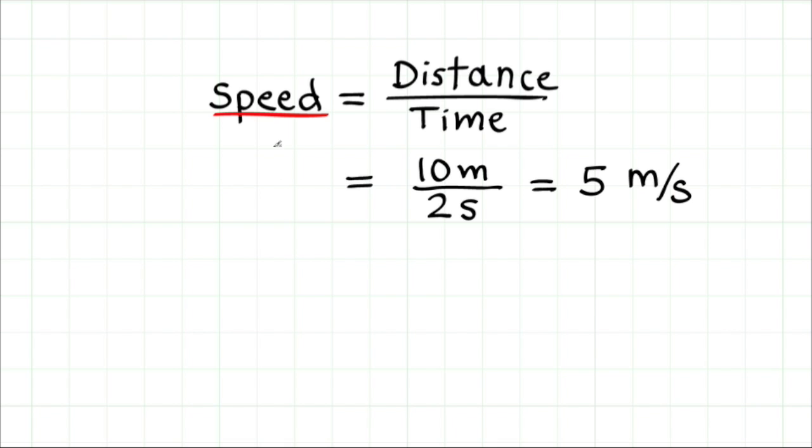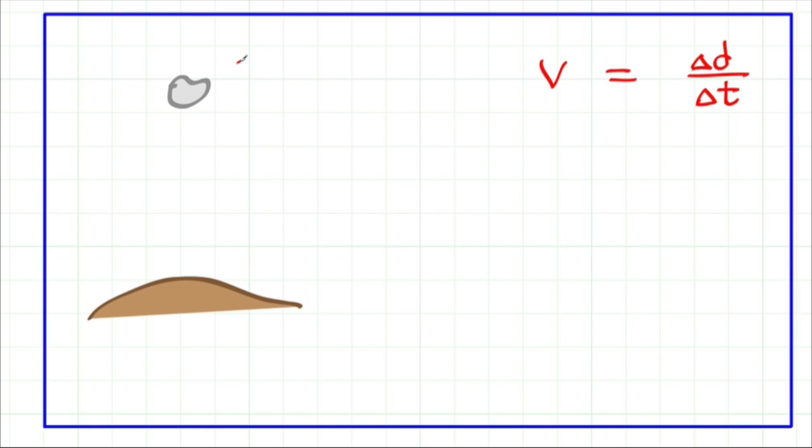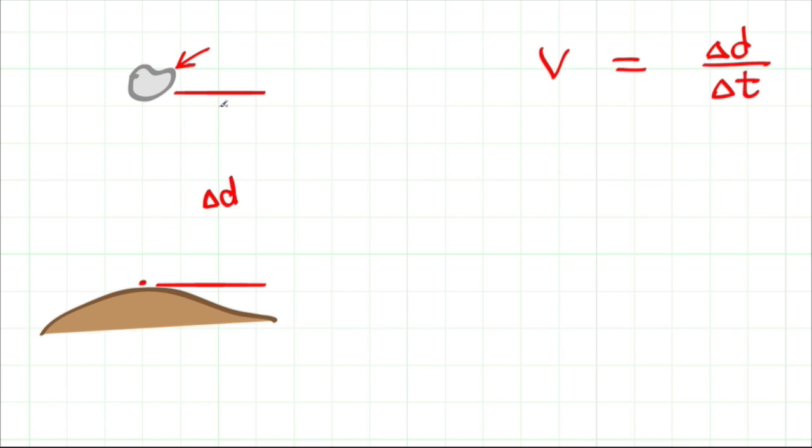And let's write this as an equation. We'll use v to represent the speed, and the amount of distance we'll use delta d, and the amount of time we'll use delta t like that. Now suppose we drop a rock and we want to know the speed right before it hits the ground. So it's sort of natural to do the following. We'll say the distance it's going to fall is right there, delta d, and we'll measure the time, delta t, and we'll plug into the formula and we'll get the speed.